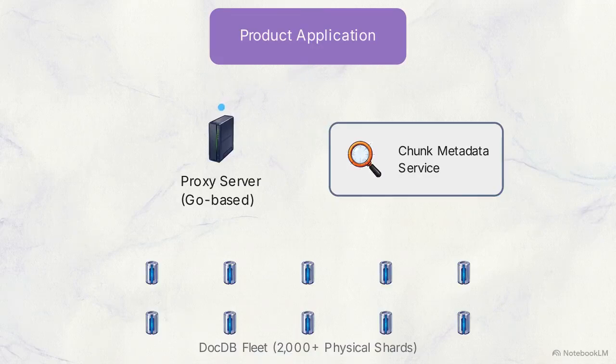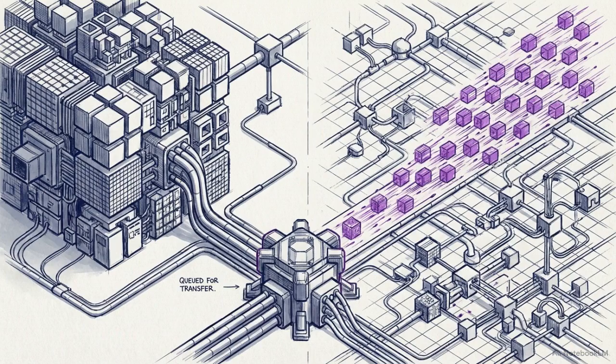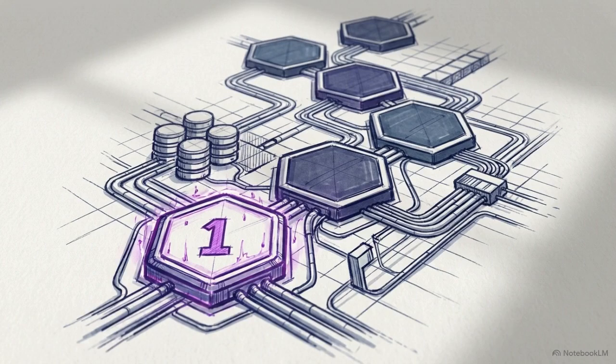Traffic flows from the product application into a Go-based proxy server sitting above the DocDB shards. To process queries, the proxy references the chunk metadata service, a lookup table mapping chunks to physical shards. Achieving zero downtime at this scale requires decoupling the bulk transfer of data from real-time state changes. Stripe executes this through a strict 6-step data movement protocol.